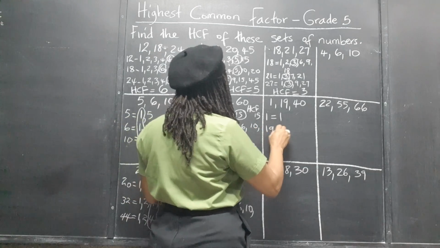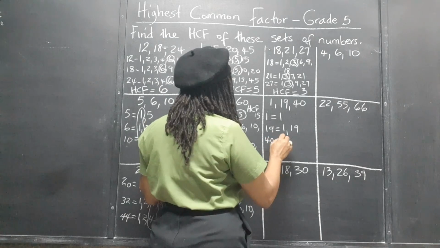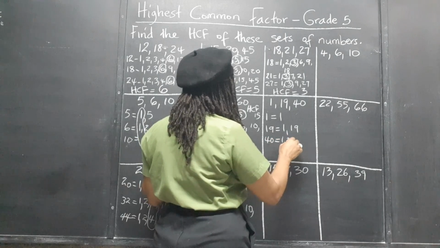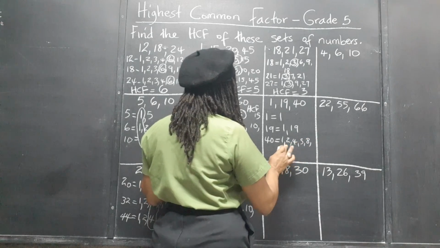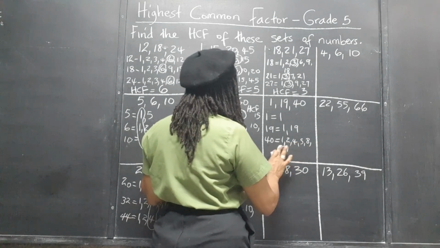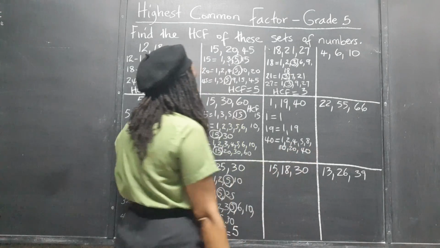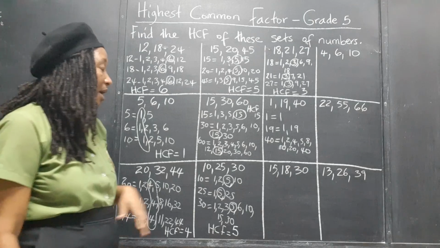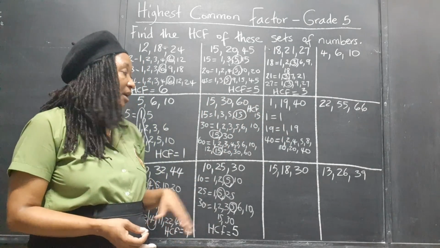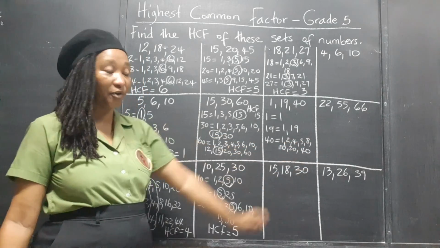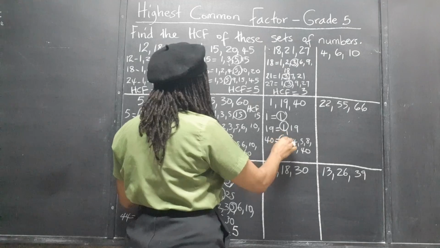19 is prime, so only 1 and 19 can go. And for 40, that's going to have a lot of factors: 1, 2, 4, 5, 8, 10, 20, and 40. But even with all of its factors, because these two have a limited number of factors, it doesn't matter how many factors the 40 has. 1 is the highest common factor.